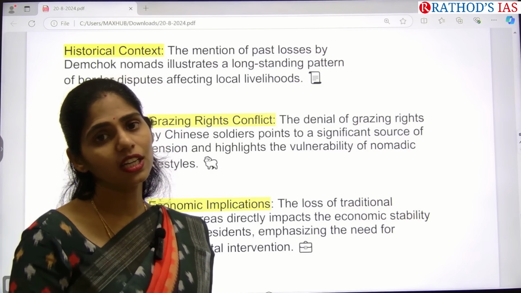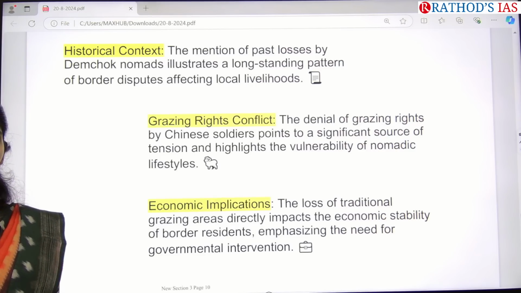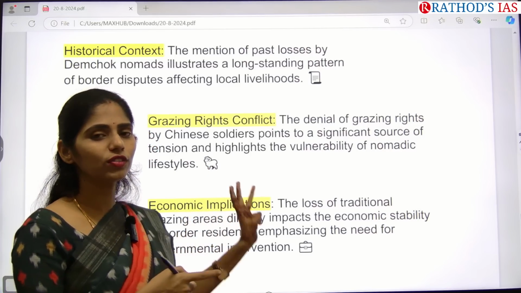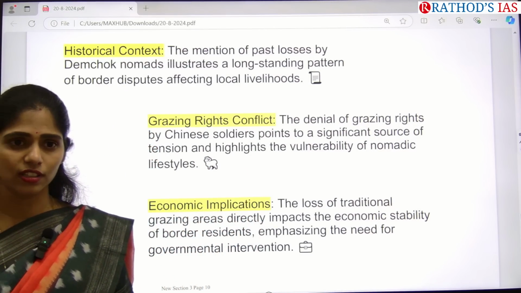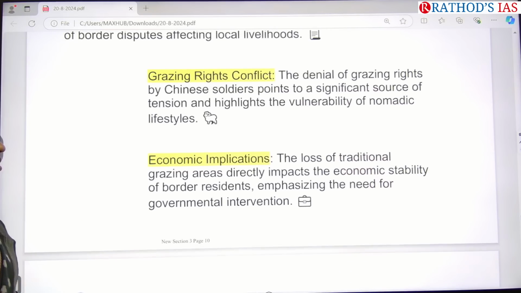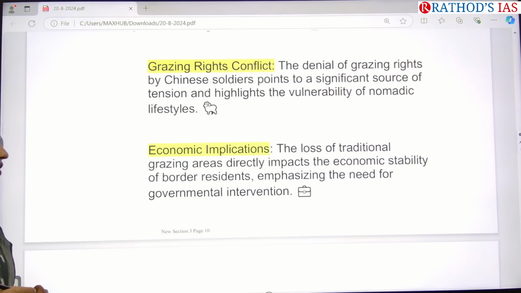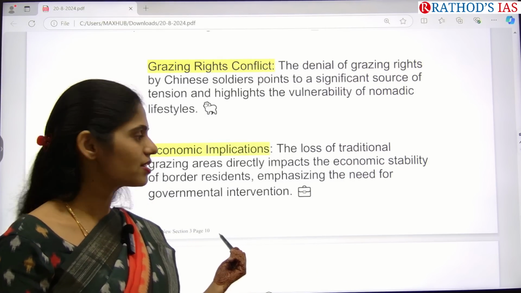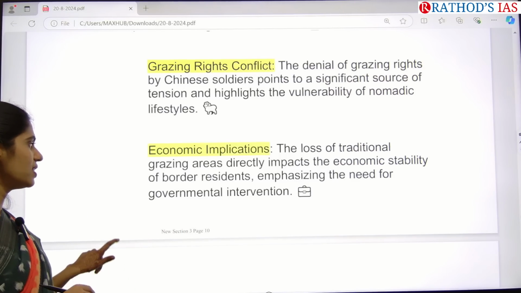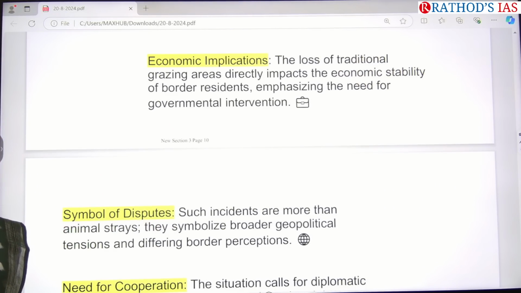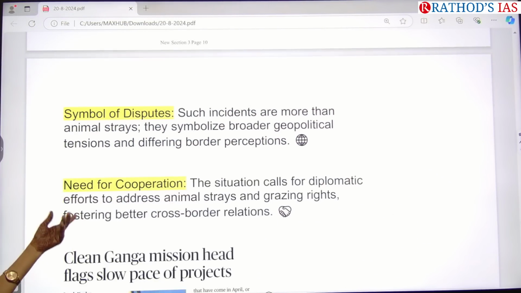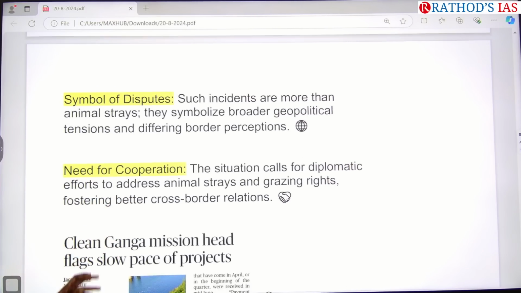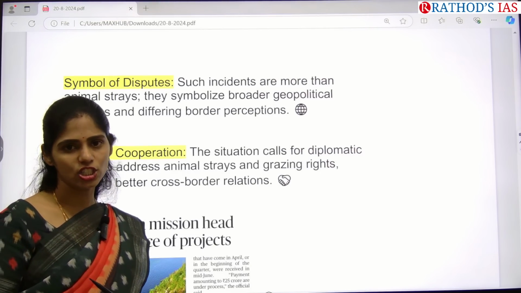So whenever you are writing about border issues, you have to include transboundary animal movement as well as transhumance. Next is the vulnerability of nomadic tribes because of grazing. And you have to see the economic implication. Whenever there is loss of traditional grazing area, these people cannot graze their animals, so economic instability will be seen among border residents as well. We need proper governmental interventions to control this, and proper diplomatic cooperation regarding animal strays and grazing rights, so that we can manage proper cross-border relations between India and China.